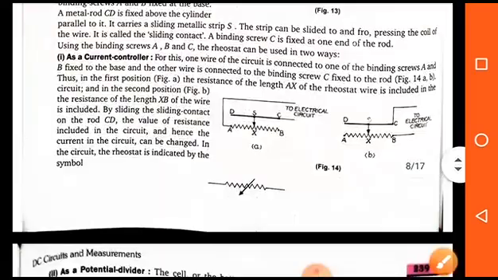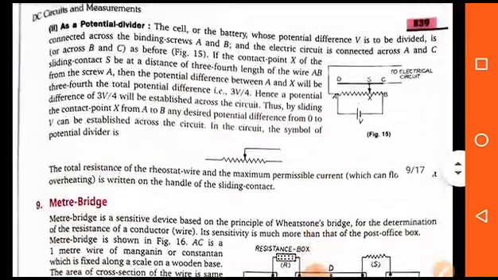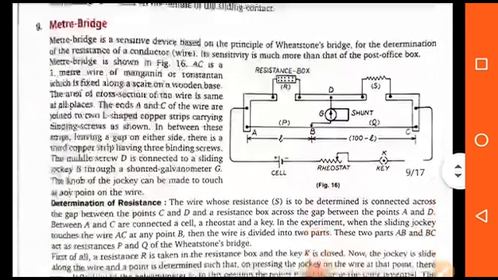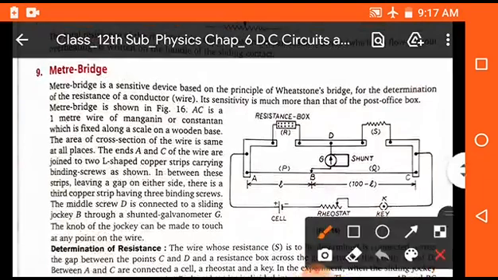Now students, we will discuss here the meter bridge. This is the most important topic according to the board syllabus, and it is generally used to find an unknown resistance. In the case of the meter bridge, we will discuss here the construction and working.